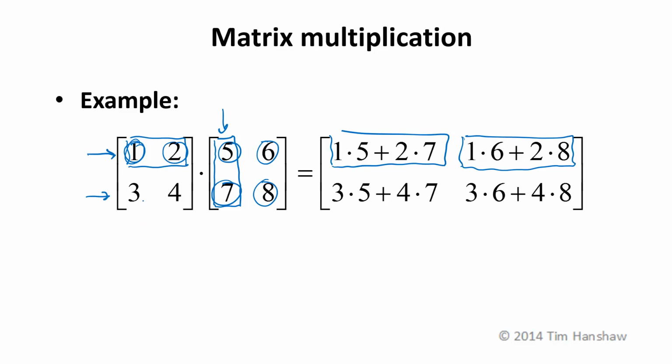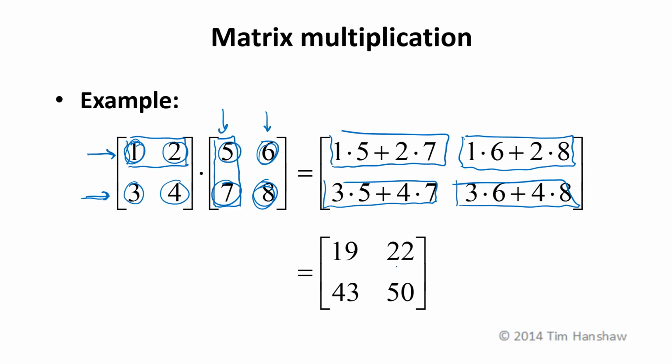The second row, first column, is 3 times 5 plus 4 times 7, and the second row, second column is the inner product between the second row of the first matrix and the second column of the second. So it's 3 times 6 plus 4 times 8. And the result is 19, 22, 43, and 50.